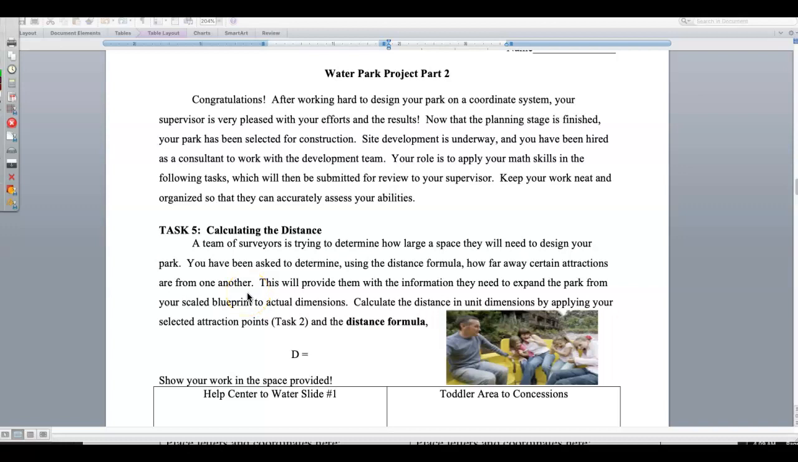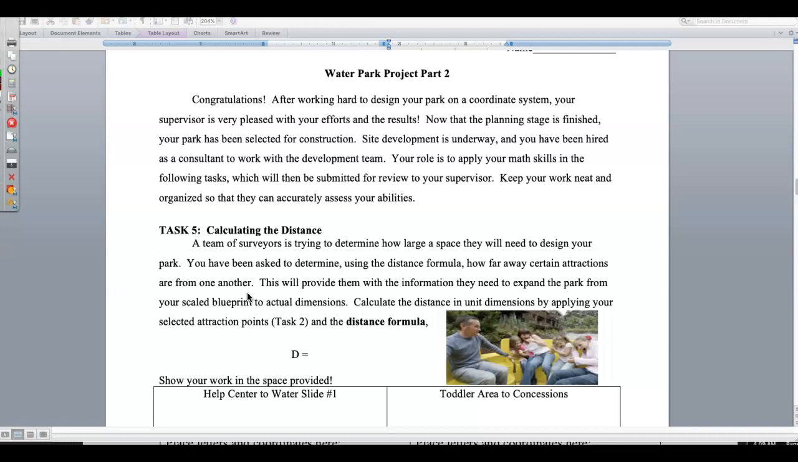All right, so this is going to be about task 5. Task 5 says, congratulations, after working hard to design your park on a coordinate system, your supervisor is very pleased with your effort and results. Now that the planning stage is finished, your park has been selected for construction. Site development is underway and you've been hired as a consultant to work with the development team.